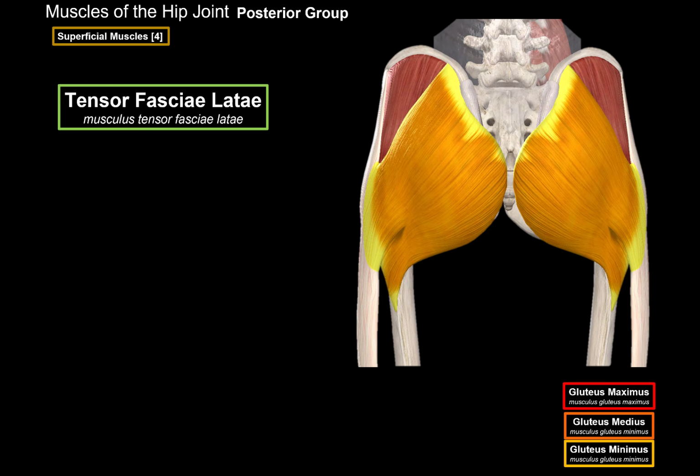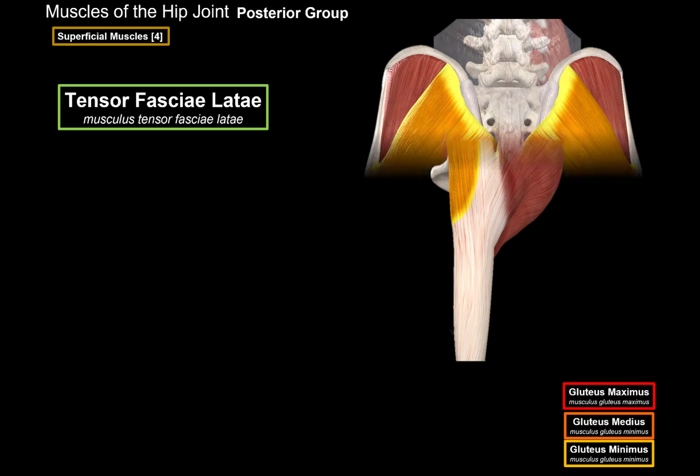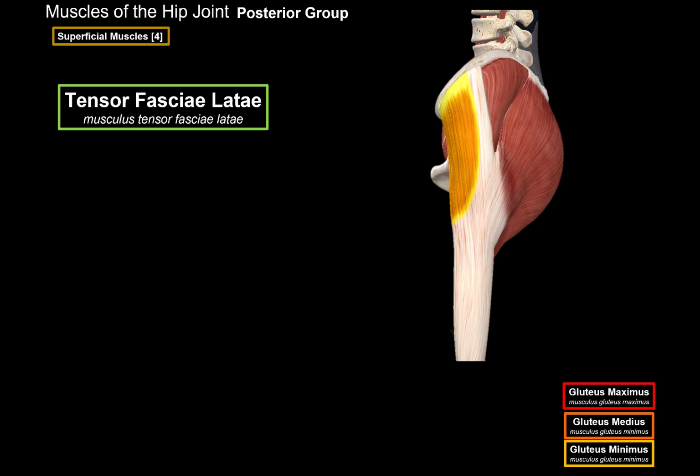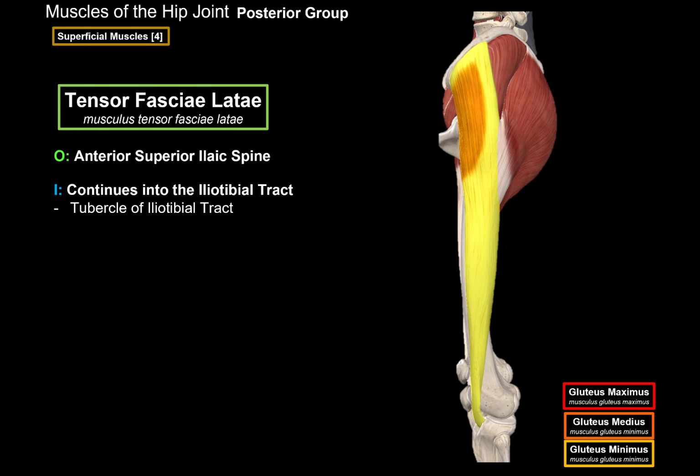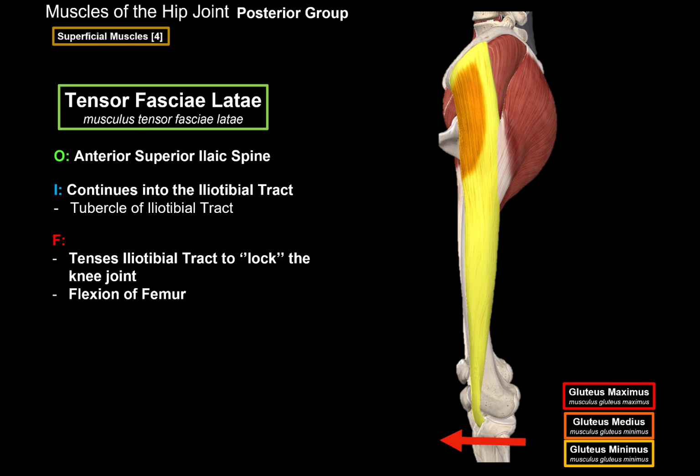The last muscle that I want to talk about is the Tensor fascia lata, which is here, located on either side of the hip. It originates from the anterior surface of this iliac spine, and then it continues into the iliotibial tract to then insert at the tubercle of the iliotibial tract, which is down here. And the function of the tensor fascia lata is, well, it tenses the iliotibial tract. And once this tract tenses, it extends the leg forward to lock the knee joints. So this muscle stabilizes the knee joint through the iliotibial tract, but it also assists with flexion of the femur.